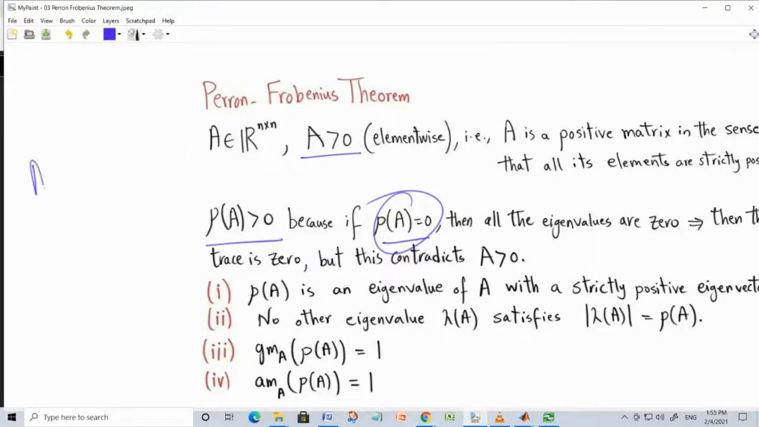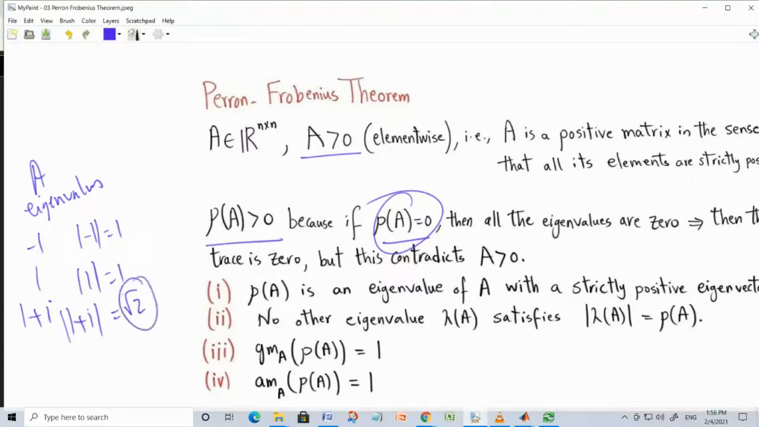Suppose that you have a matrix A with eigenvalues, let's say, -1 and 1 and 1 plus i. What is the spectral radius? The magnitude of -1 is 1, the magnitude of 1 is 1, the magnitude of 1 plus i is equal to square root 2. So the spectral radius is square root 2. But there is no eigenvalue equal to square root 2, right? The eigenvalues are -1 and 1 and 1 plus i.